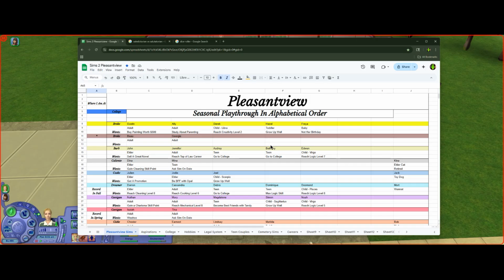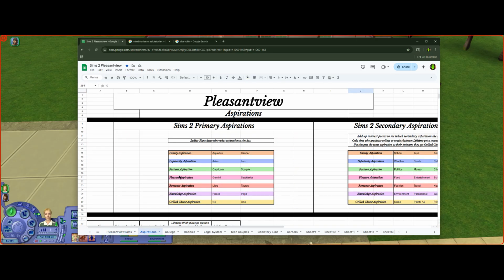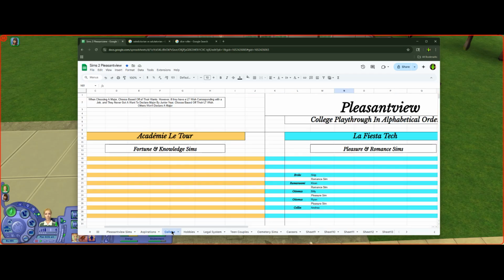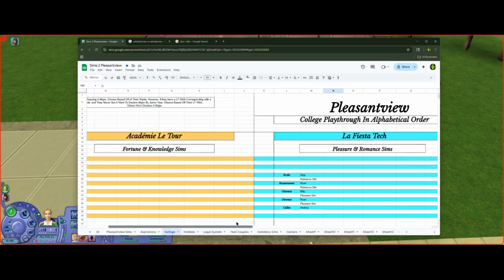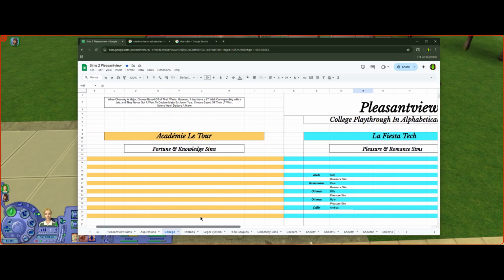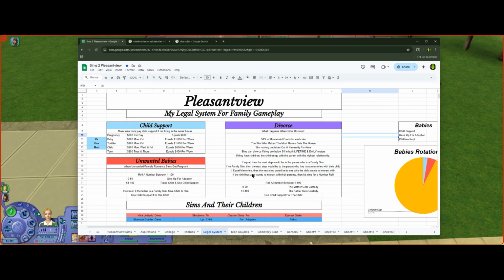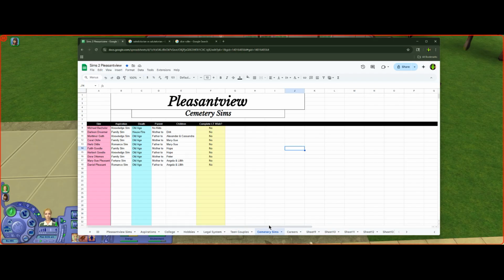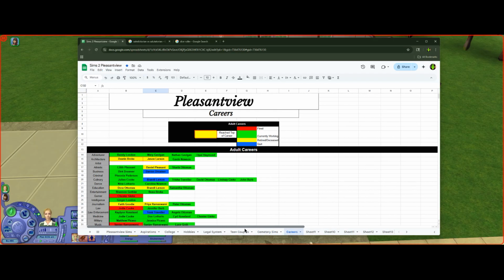So I hope you all enjoyed this video, and you got a good look to see what I do in each of these tabs here. And some of these I have to update, so I'm probably going to spend my time doing that once I'm done recording this video. But anyway, I hope you enjoy this updated spreadsheet for your own Sims, and it makes perfect sense to you as it does to me.